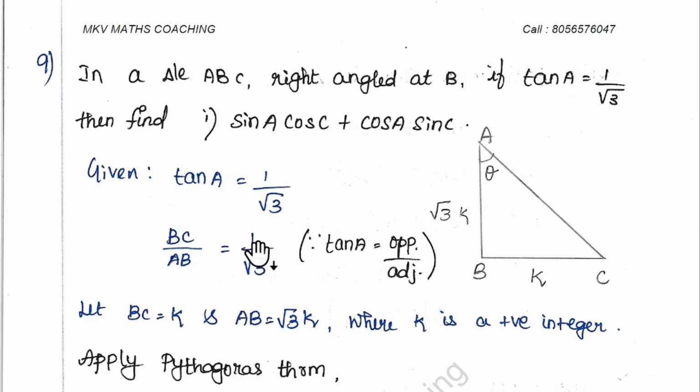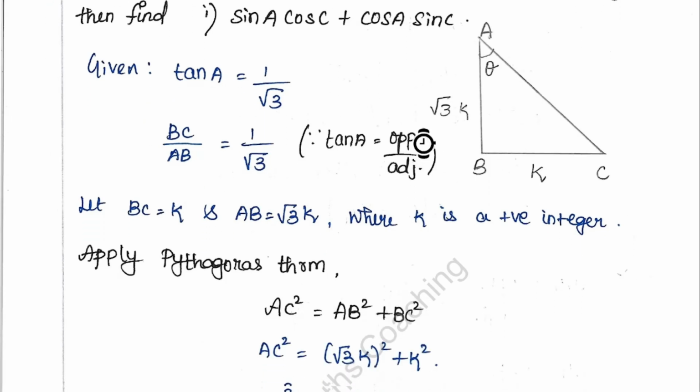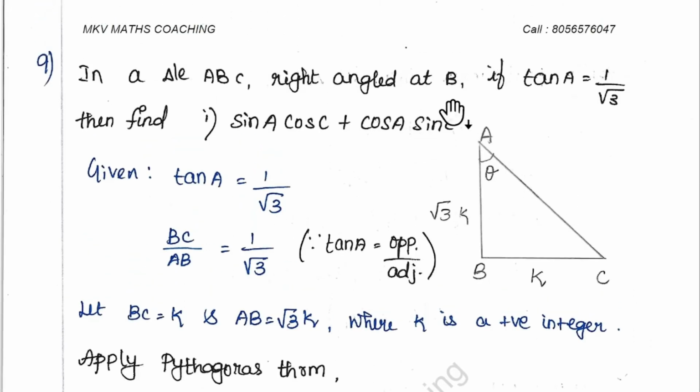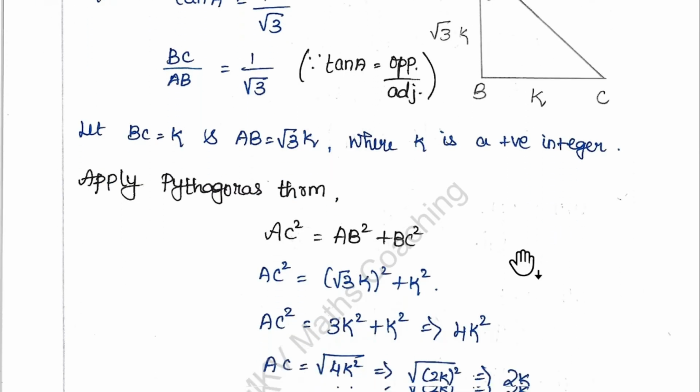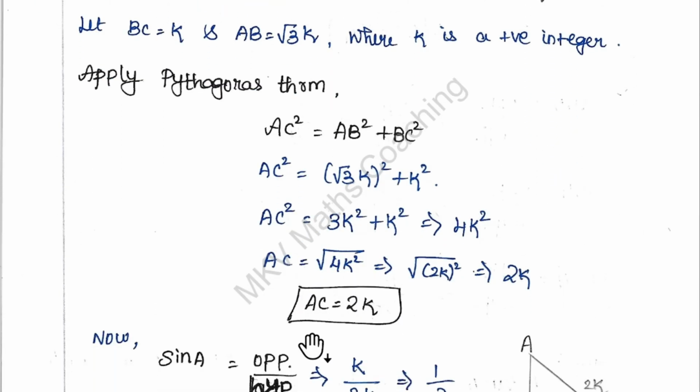So BC equal to 1k, right? That is, you take it as k. AB is root 3k. Now use the Pythagoras theorem to find the AC, right? So apply Pythagoras theorem to find the AC. Once you got the other side AC, you need to find out sin A cos C plus cos A sin C. That is, for sin A you have to place theta in the A. For cos C you have to place theta in the C. Okay. I am getting the AC value as 2k.